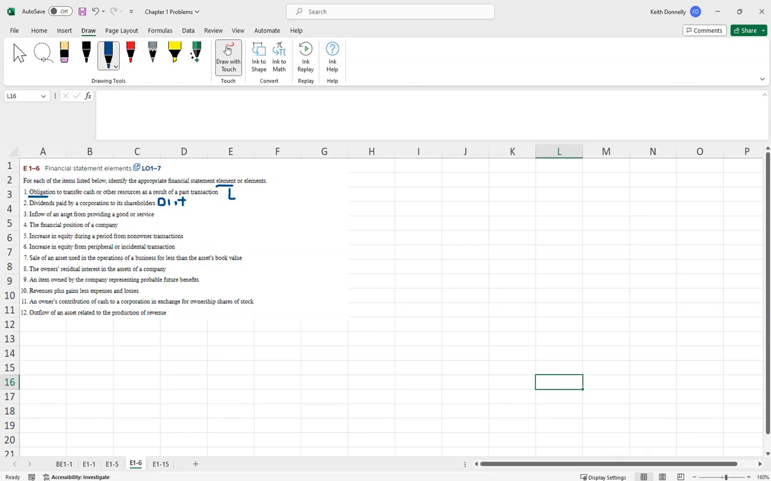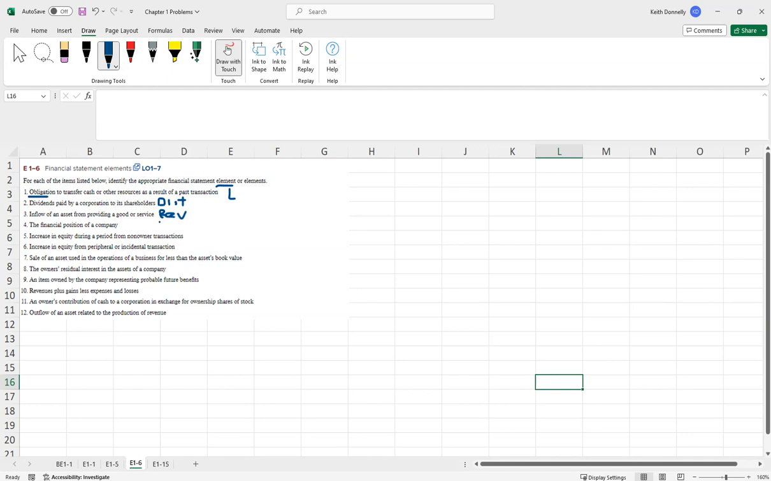3, an inflow of an asset from providing a good or service, right? That's going to be a revenue, right? Hey, we're providing goods, we're selling, we're doing services. This is how our company makes money.